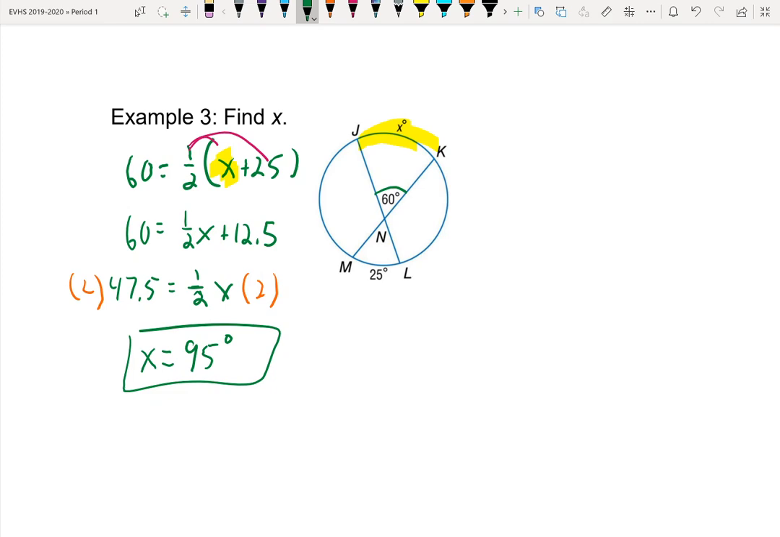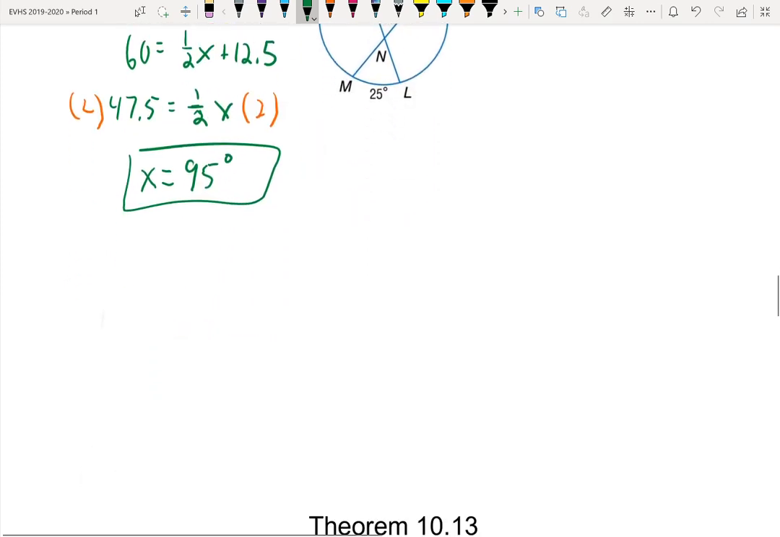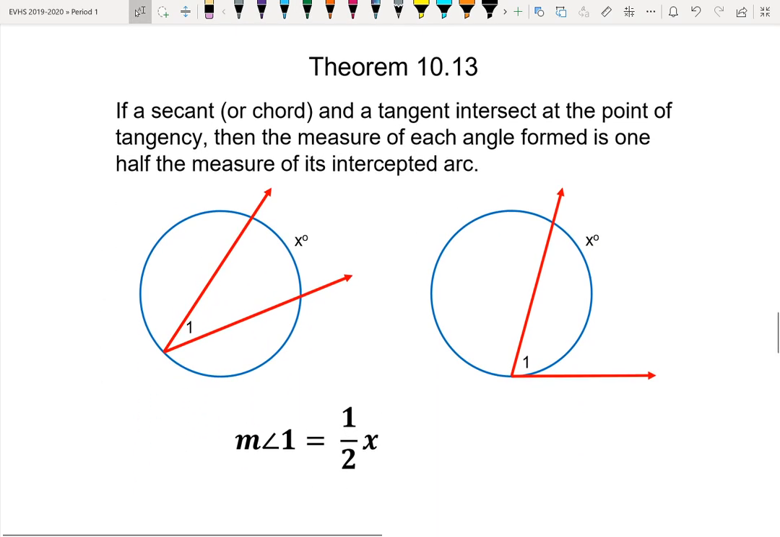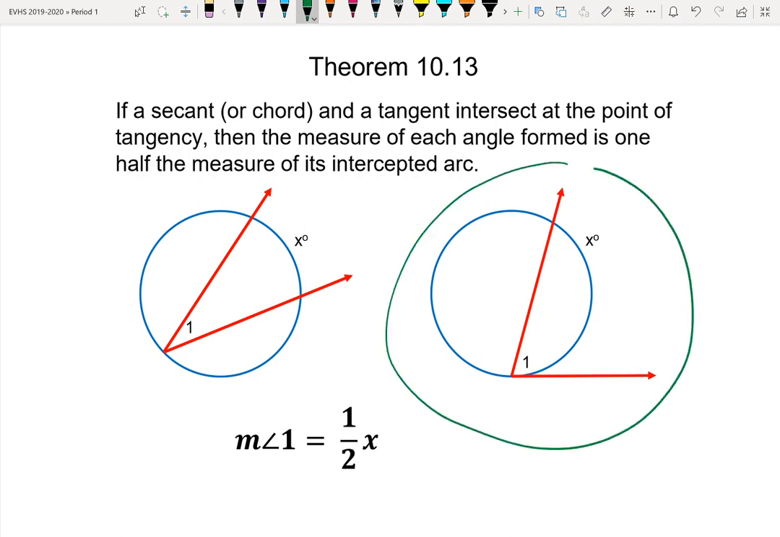All right, next style of problem we're going to get into now is when, oh, by the way, just so you know, the thing we're actually talking about right now is this picture over here on the right. This one is one that we covered back when we did intercepted arcs and inscribed angles.